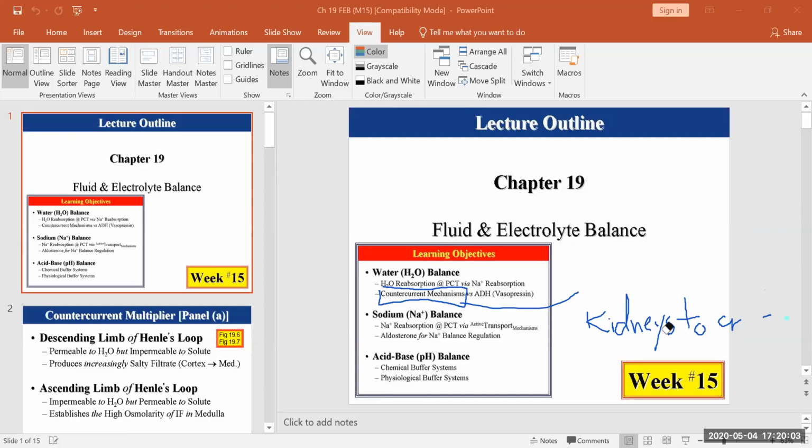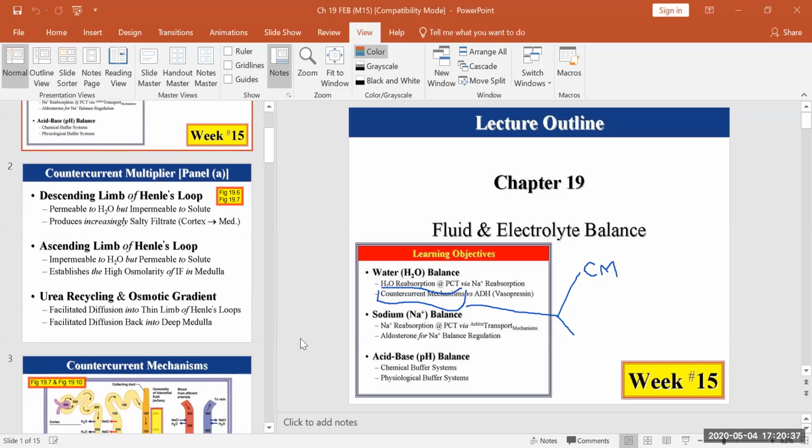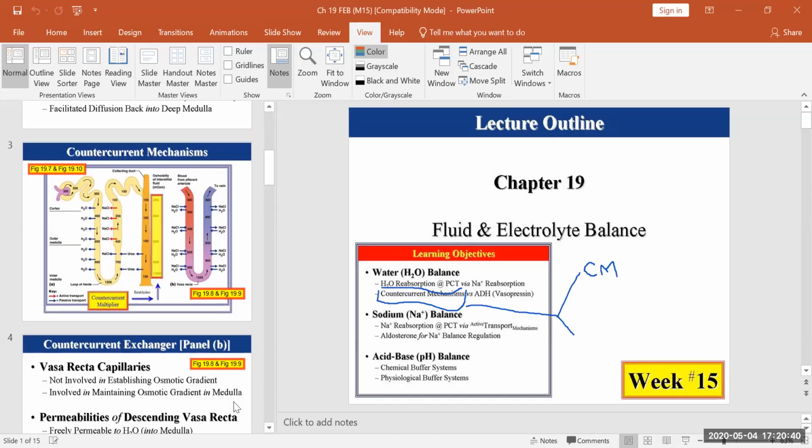Okay, so let's learn in detail how this countercurrent mechanism works. And when we say countercurrent mechanism, there are actually two components. There's a countercurrent multiplier, and there's a countercurrent exchanger.